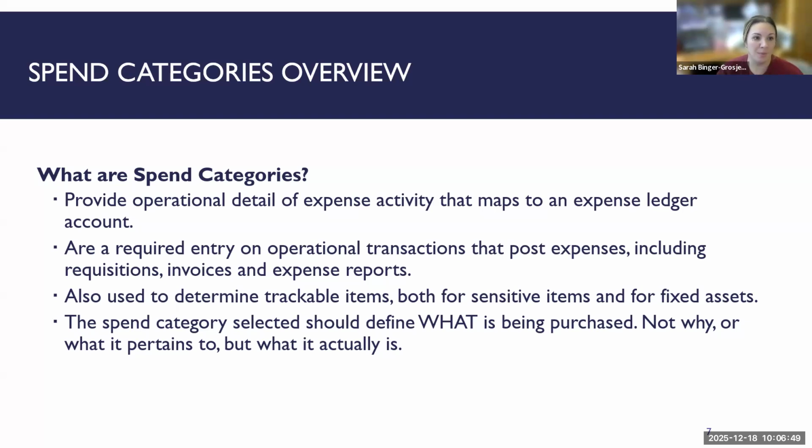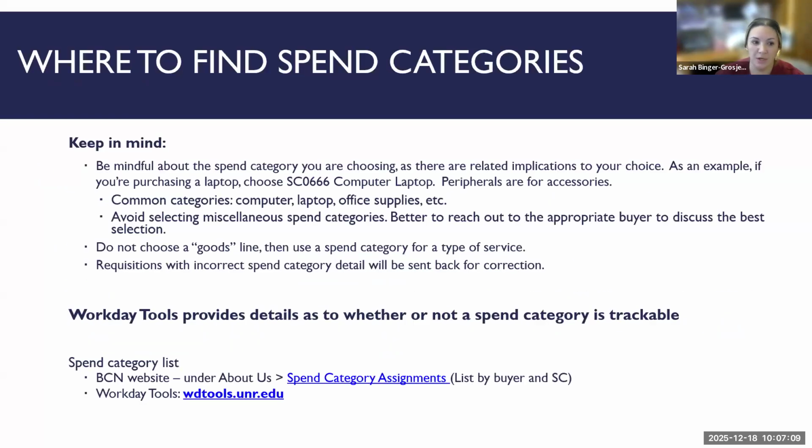The main thing to remember about a spend category when choosing one for a requisition is that it should be selected based on what is being purchased, not for what the reason is. So not the why or what it pertains to, but what it actually is. And that's really critical from a reporting side of things so that it's as accurate as possible.